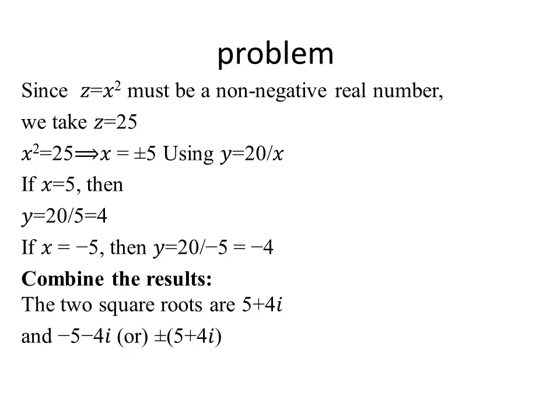Therefore z is equal to 25 implies x square is equal to 25, x is equal to plus or minus 5. Using y is equal to 20 by x, if x is equal to 5, then y is equal to 20 by 5, that is equal to 4. If x is equal to minus 5, then y is equal to 20 by minus 5, that is equal to minus 4. Combining the results, the two square roots are 5 plus 4i and minus 5 minus 4i, or plus or minus 5 plus 4i.